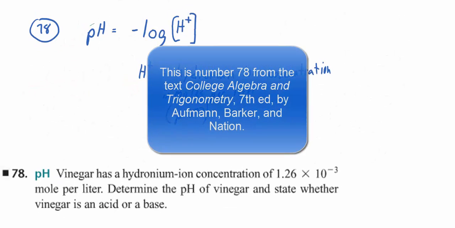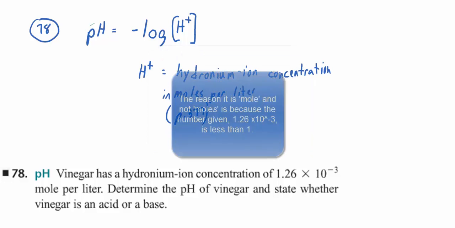Vinegar has a hydronium ion concentration of 1.26 times 10 to the negative 3 mole per liter.